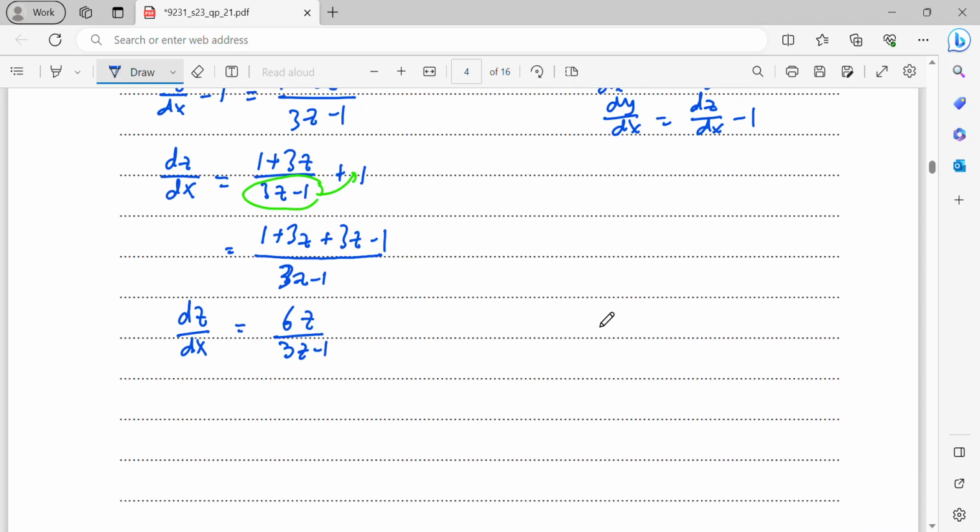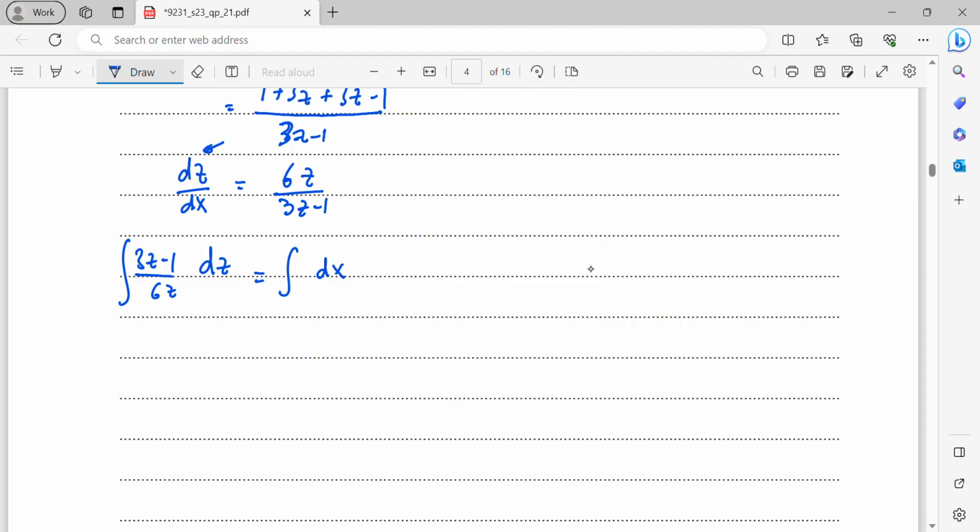Then from here, I have reduced it to just one variable on each side, which means this can be solved using the separable variable method. I will move my z to the left side because my dz is the numerator. So I will get (3z minus 1) over 6z dz equals dx over here. But don't forget to add the integration sign on both sides. To integrate the left hand side, since the numerator has two terms and the denominator only one term, I can split it into two terms: 3z over 6z minus 1 over 6z dz, which equals the integral of dx.